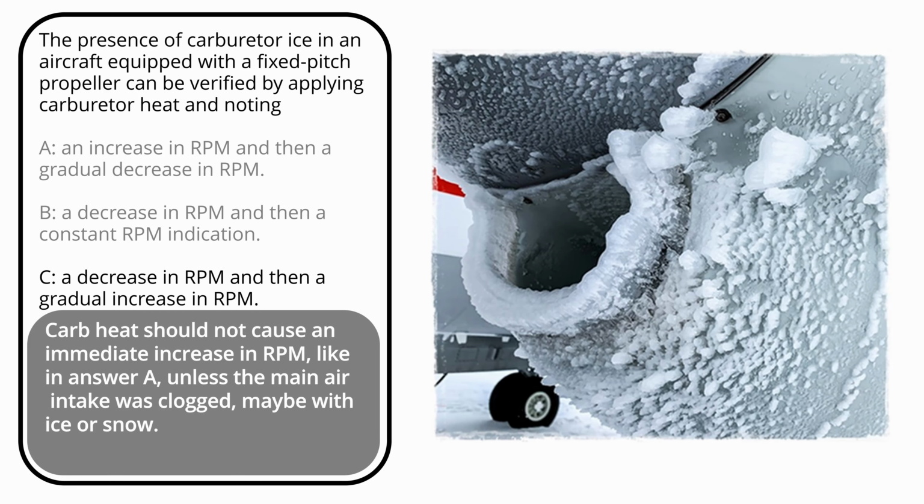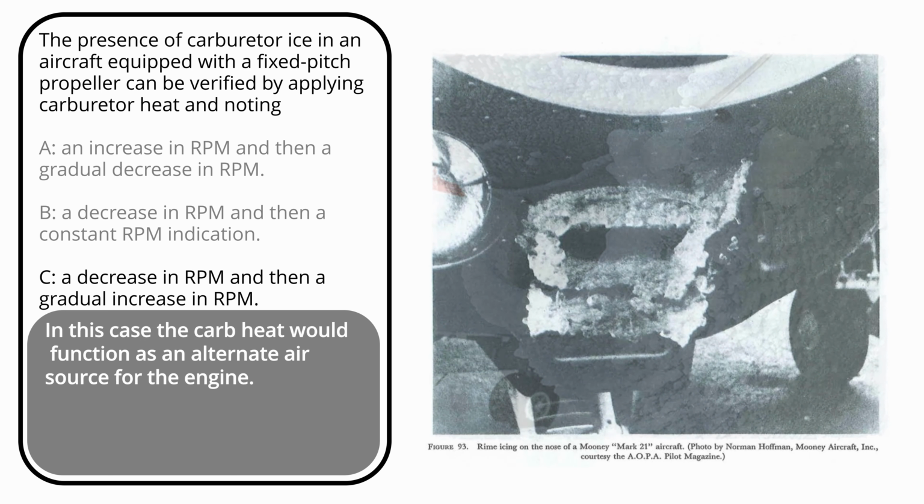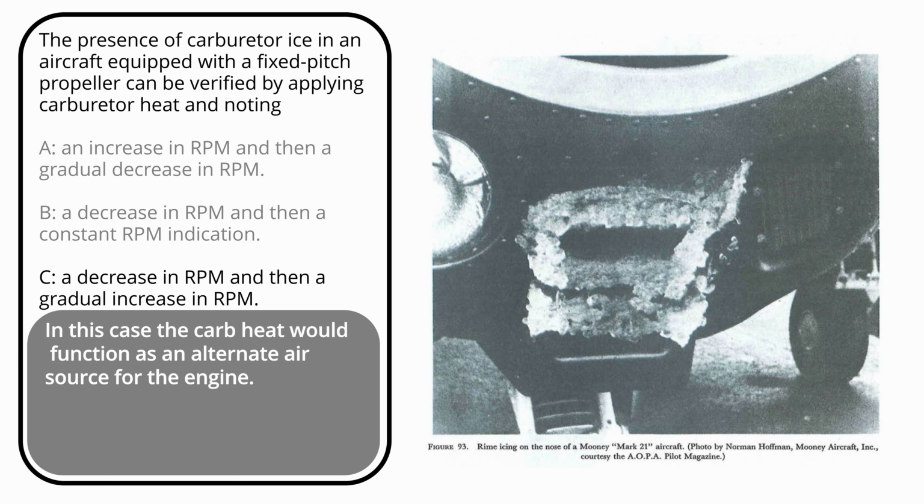Carb heat should not cause an immediate increase in RPM, like in answer A, unless the main air intake was clogged, maybe with ice or snow. In this case, the carb heat would function as an alternate air source for the engine.